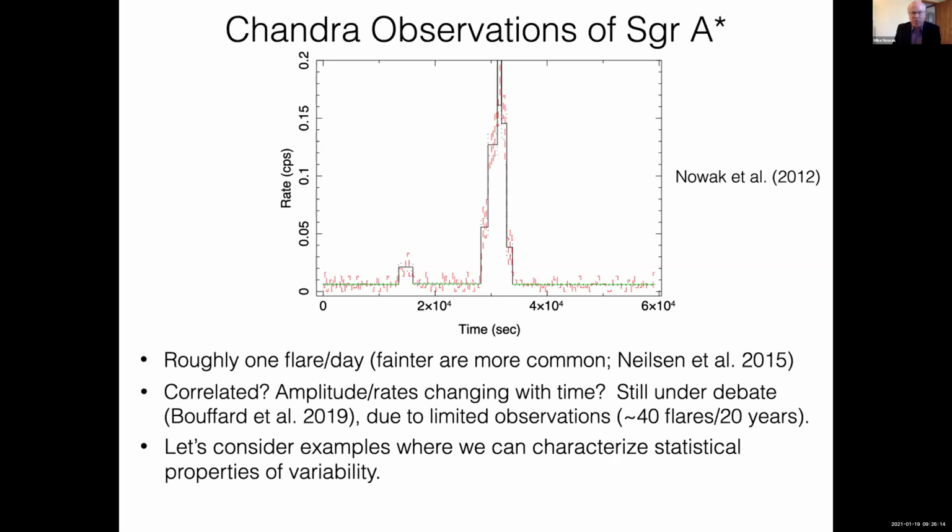There's a paper I point to there in the ADS library. We don't really know yet. There's not a lot of strong evidence, mostly due to the fact that we've got very limited observations. We have roughly only 40 flares that we've seen over roughly 40 days of observations over these past 20 years. And so we don't really have the statistics. So the next part of the talk, I'm going to start talking about examples where we can characterize the statistical properties of variability. So I'll pause briefly here and ask if there are any questions at this first third of the talk.